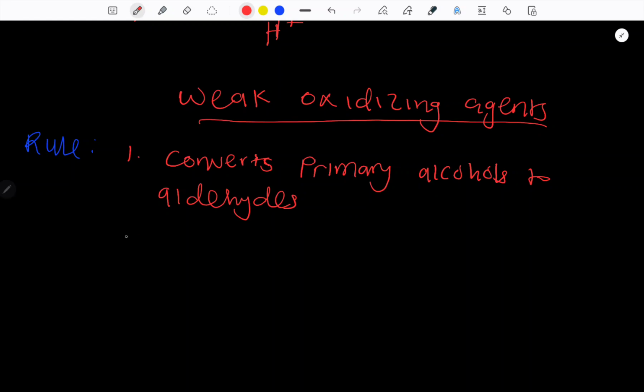Number 2, they also convert secondary alcohols to ketones.